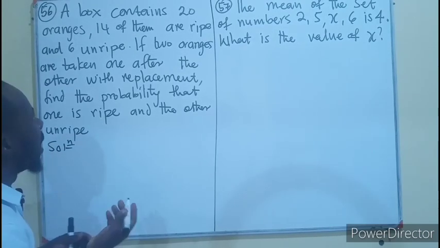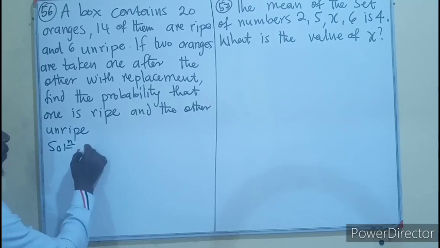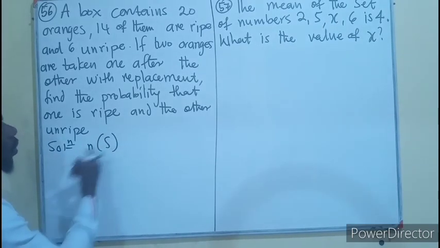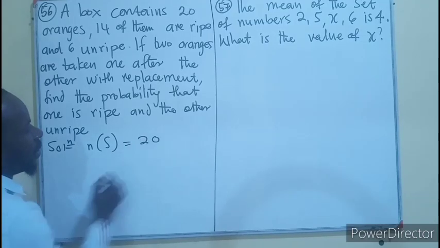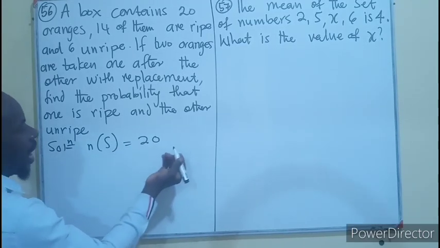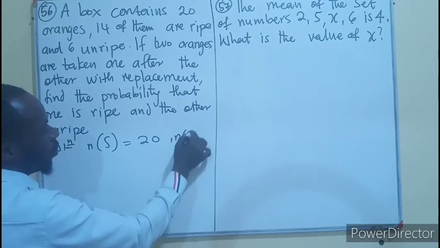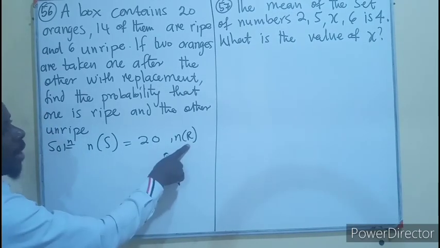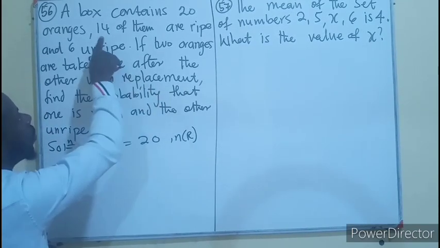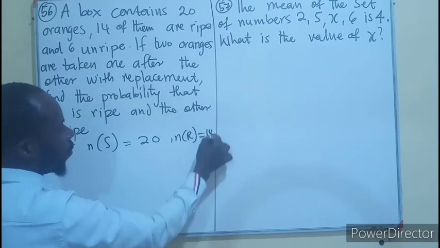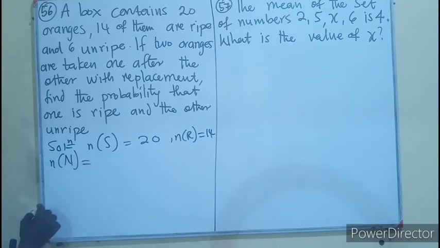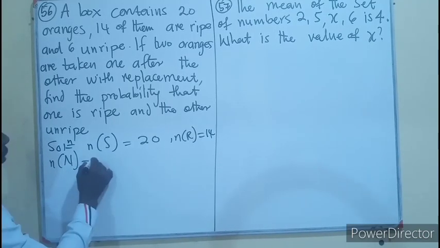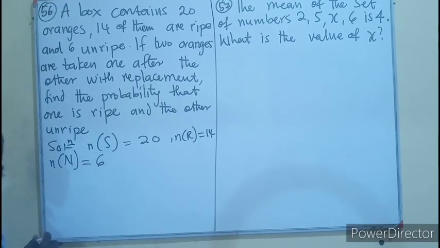Let's denote the oranges. Let's say S for the total number of oranges in the box, and that will be 20. Let's use R to represent the ripe oranges, which will be 14. Then let's use N to represent the unripe oranges. So that will be 6. This is the information we get from the question.